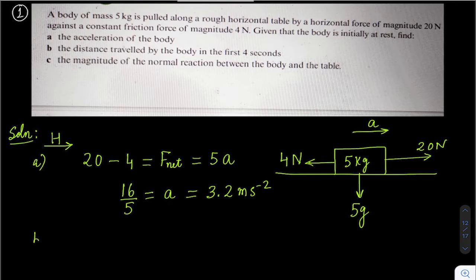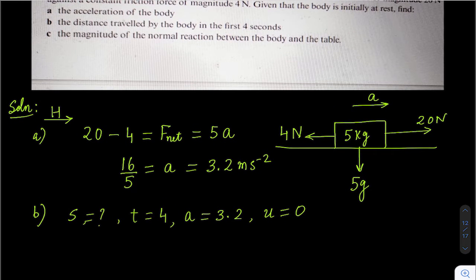B part, distance traveled by the body in the first 4 seconds. Okay, so now it's a kinematics question. So we have to use SUVAT equations. We need to find the displacement or distance. Time is given as 4. Acceleration we just found out. Acceleration is 3.2. And initially it's given the body is at rest. So initial velocity will be 0.